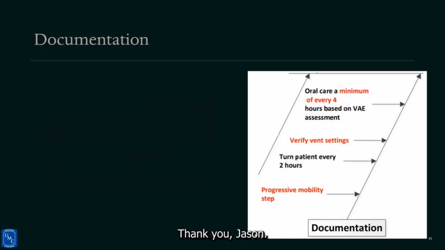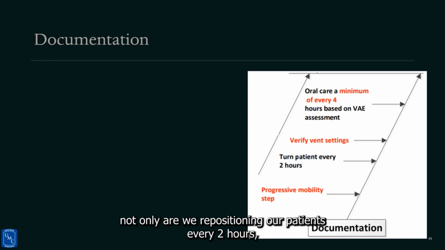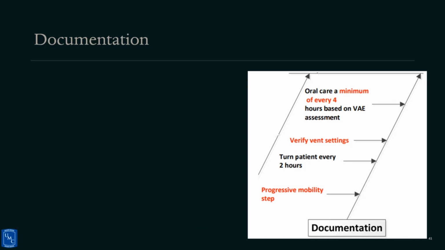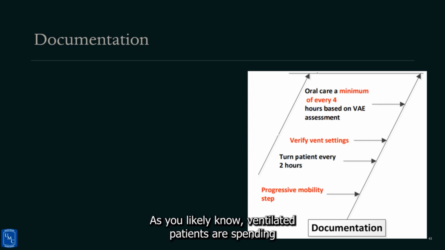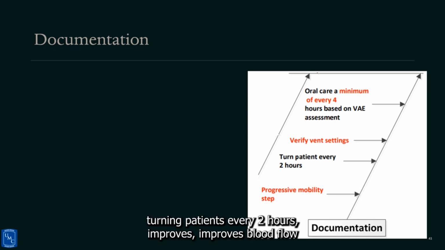Thank you, Jason. Continuing on with our documentation, we as nurses need to assure that not only are we repositioning our patients every 2 hours, but that it is reflected in our documentation. As you likely know, ventilated patients are spending all or the majority of their time in bed. Turning patients every 2 hours improves blood flow to at-risk tissue and decreases the risk of pressure injuries.